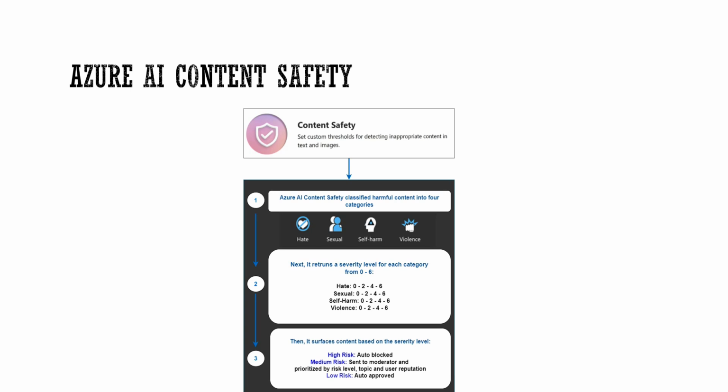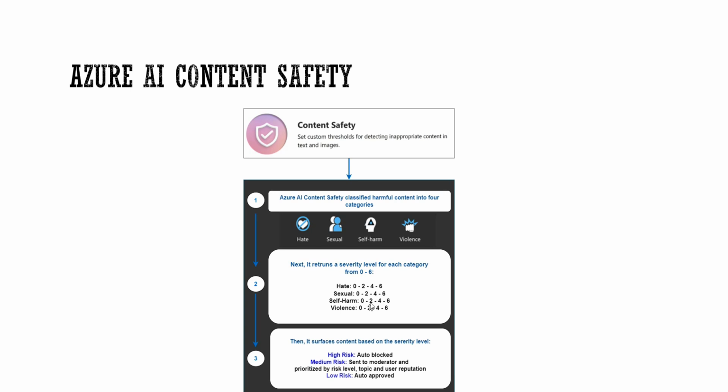The four categories are categorized based on severity levels. When you see the severity level 0 to 6, 0 means it is safe content. When it comes to 6, it's highly severe content. 2 is low and 4 is medium. Similarly for hate, sexual, self-harm, and violence. When the prompt we give as an input is identified as high risk, the severity score is returned as 6, so it is highly risky content and it will be blocked.